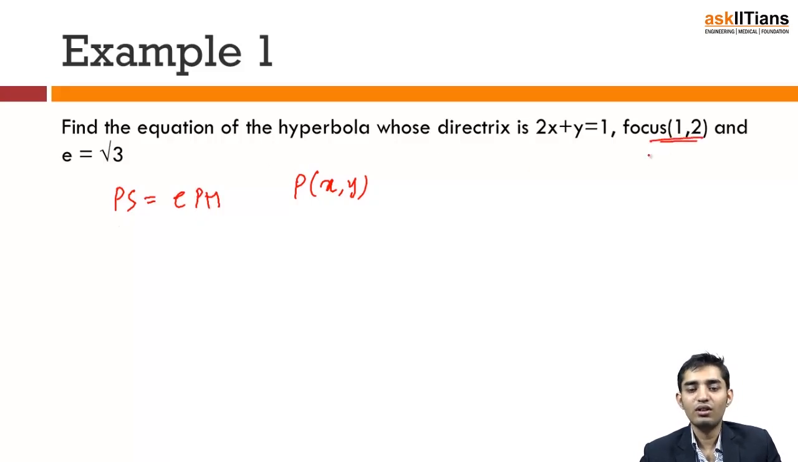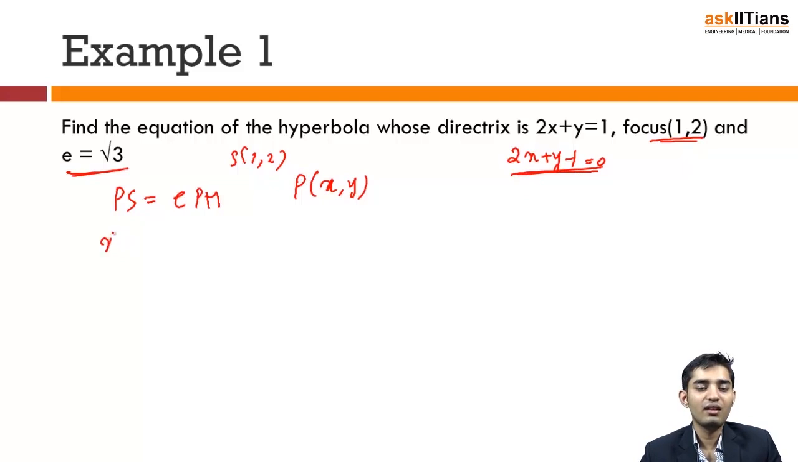So S is given, what is focus? 1, 2, eccentricity is given, and directrix is also given. Let me write down this directrix like this. Let me take minus 1, this 1 to the left hand side. Okay, so this is the equation of directrix. So what will be PS? PS, now first of all you square it both sides, right? Square it both sides, because by applying distance formula I will get a root, right?